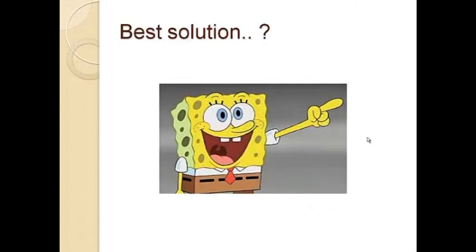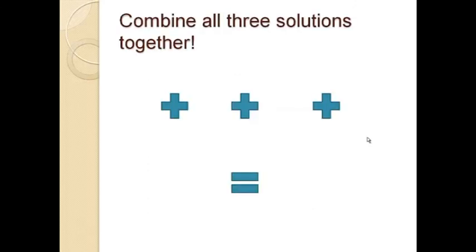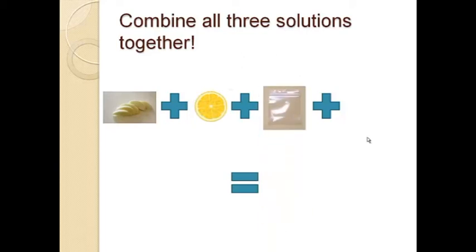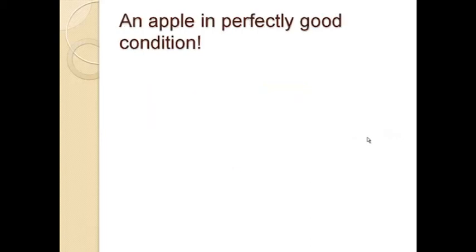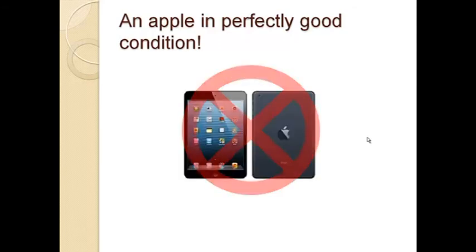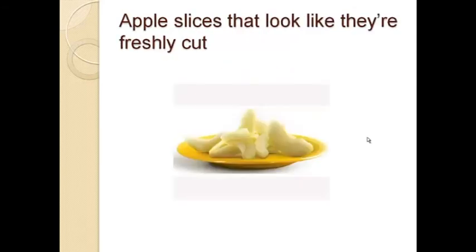So what's the best solution to prevent the browning of apples? We can combine all three solutions together. We can take the apple and put lemon juice on the apple, put it in a Ziploc bag, and put it in the fridge. What do we get? We will get an apple in perfectly good condition. No. We will get apple slices that look like they are freshly cut.